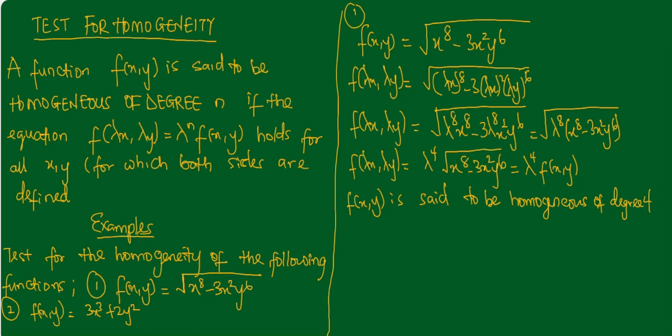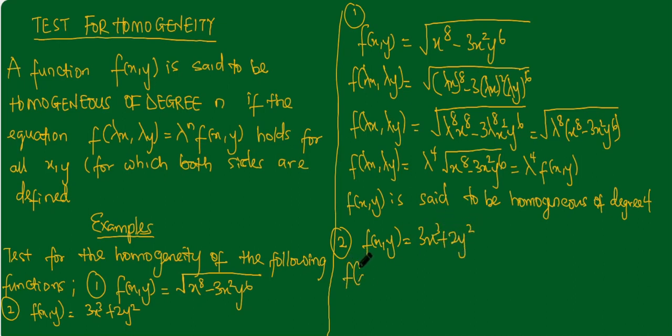So that's how easy it is. So we see that f of x comma y is a homogeneous function. So the second example says f of x comma y is equal to 3x cubed plus 2y squared.